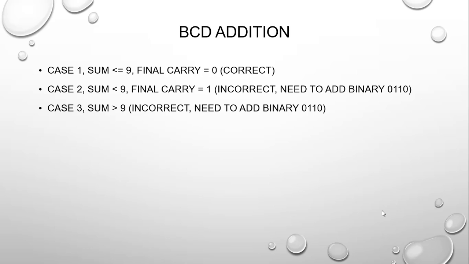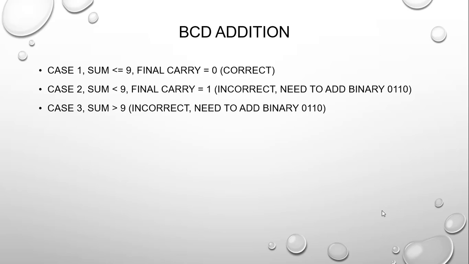First case will be when the output of sum is less or equal to 9, the output is correct. No further action needed on this. But for the second case, the output of sum is less than 9, but final carry is 1, the output is incorrect, and we need to add another 0110 binary number, which the decimal is 6, to get the answer correct. We will look through the example to have a better image on how the BCD addition works.